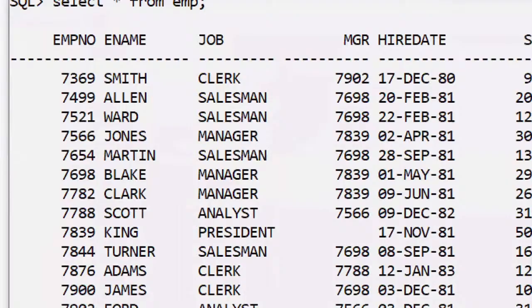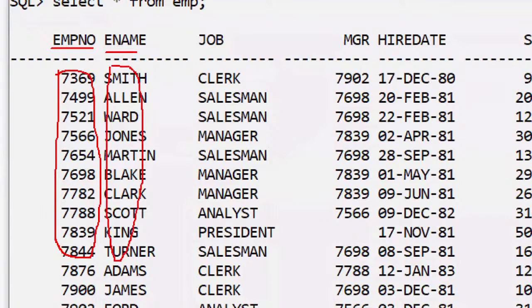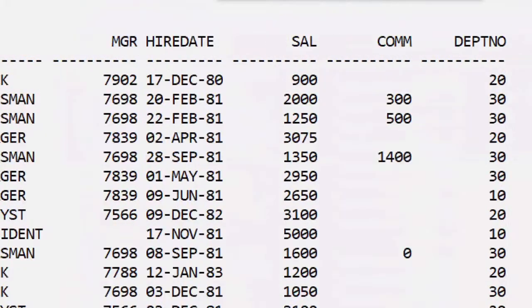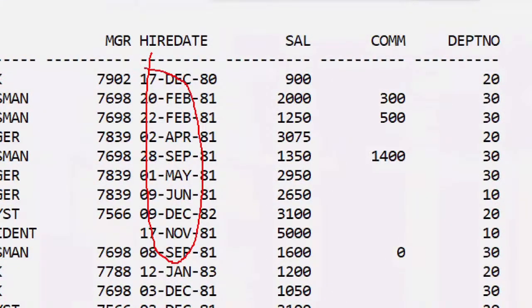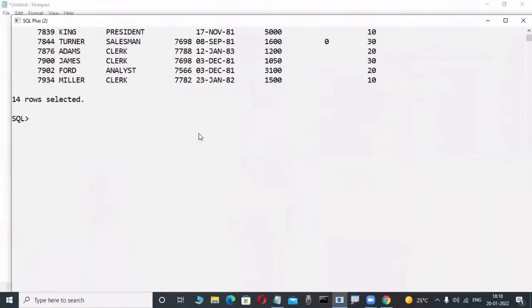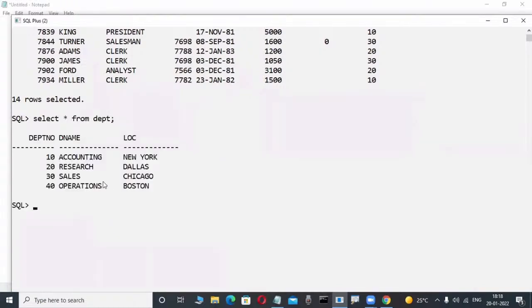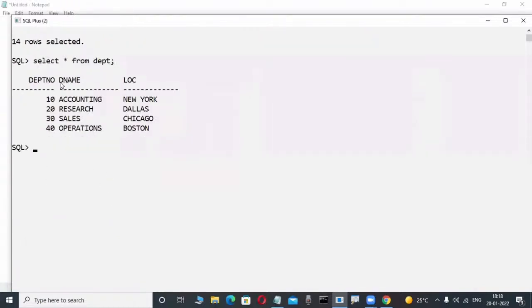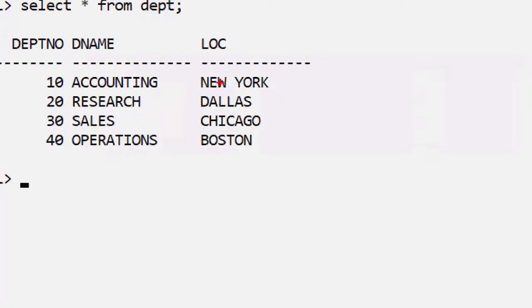Slowly observe here, this is a matrix format. In the employee number column, only numbers are available. In this column, only characters are available. In this column, only dates are available. That's why the data is stored in a structured manner. Whatever we observe in a relational database is structured data, a structured collection of data.